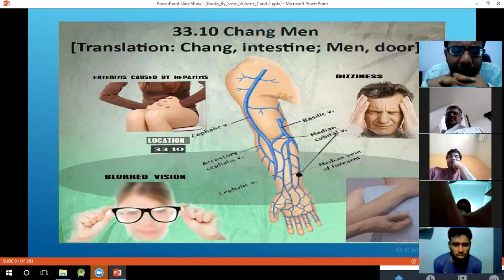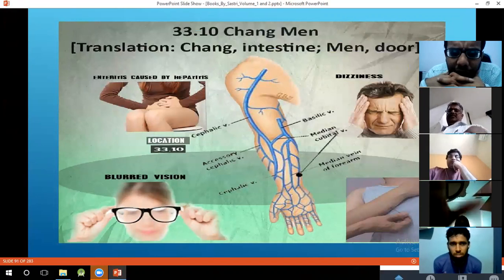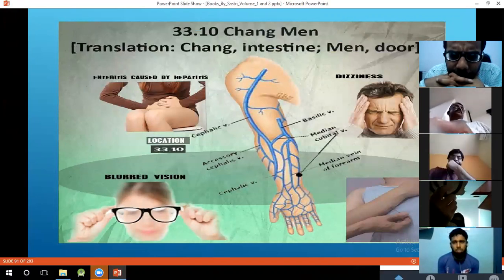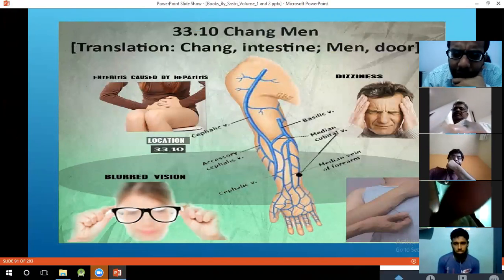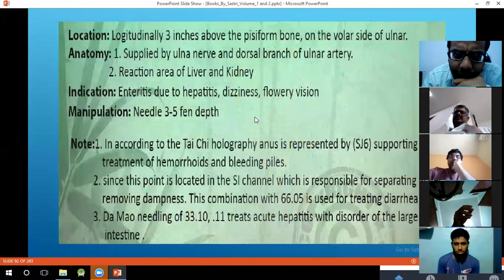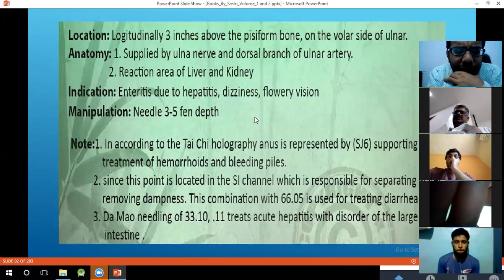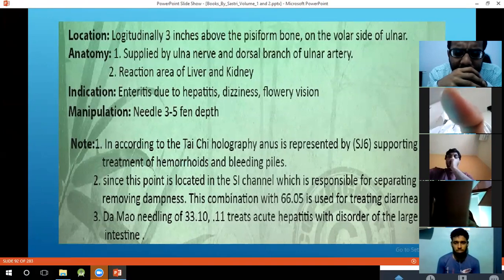Then comes 33.10. Whenever you speak about 33.10, it's a very good point. You can see the location of 33.10 over here. The reaction area is liver and kidney. It's very good in hepatitis, dizziness, and pleurisy. Combined with 33.10 and 11, it helps in acute hepatitis with disorder of the large intestine.